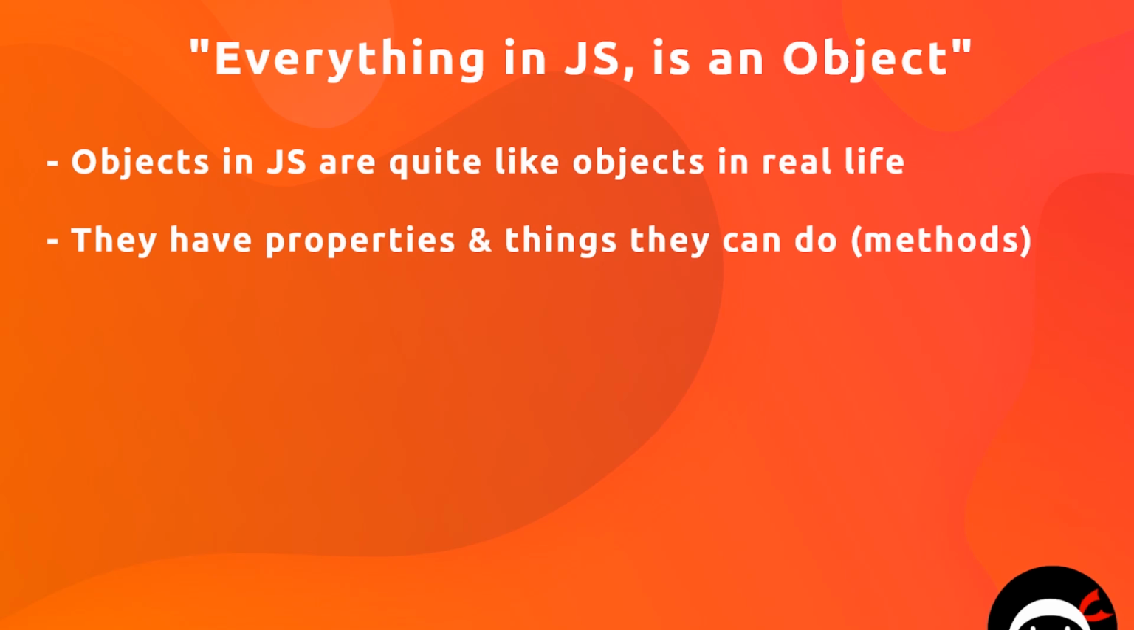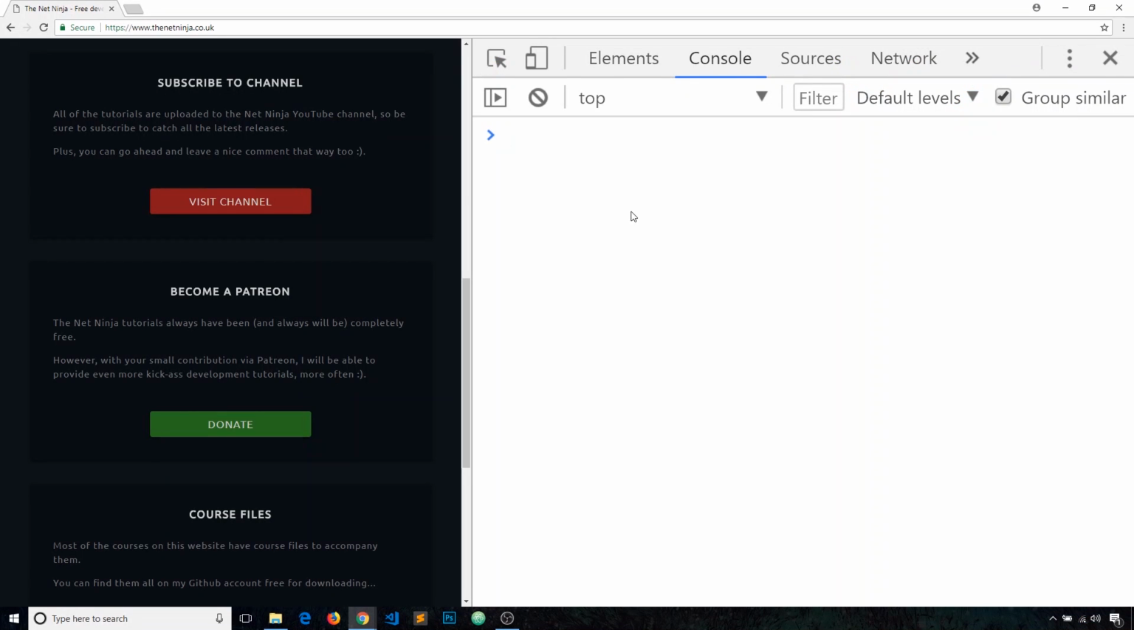Now in JavaScript, these things that they can do are called methods. And essentially, they're just functions associated with that object. So I'm just going to demo a couple of built-in objects in JavaScript inside the console here. For example, I could create an array and store this in a variable. I'm going to call this names, and this will store an array of names, which I'll call Ryu.